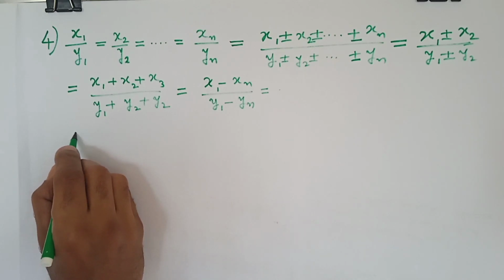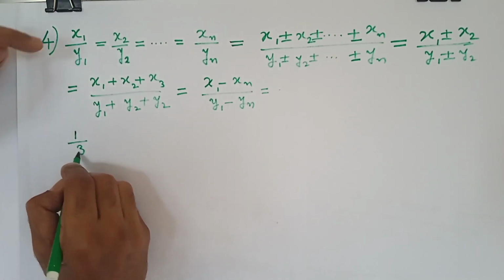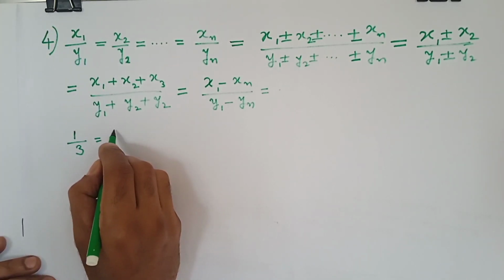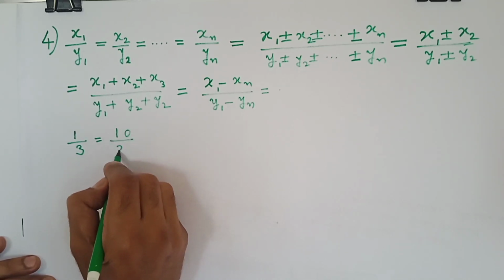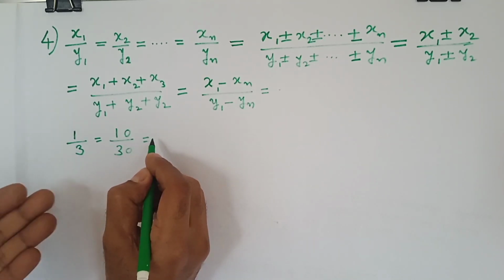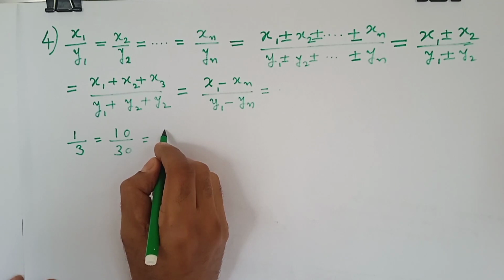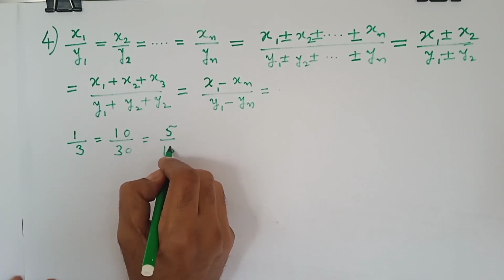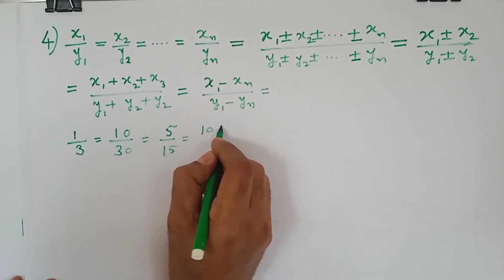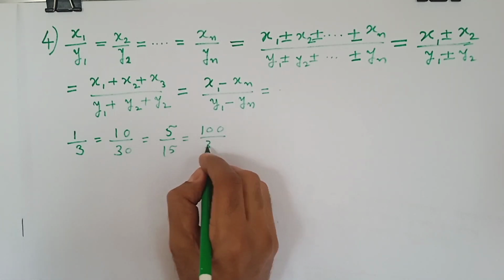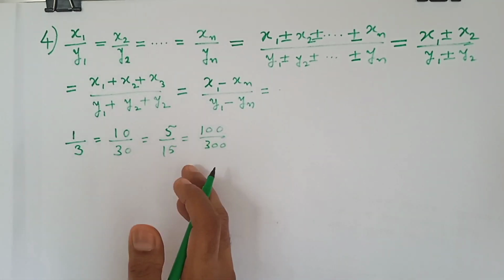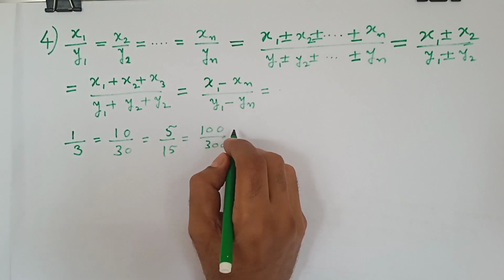Now, let me write this one. The result I started with: 1 by 3. You can write it as 10 by 30. Are they equal? They are equal. Now you can write, if you want, 5 by 50. Or you can write it as 100 by 300. See, all of them are equal. This is what I have written here, nothing more.